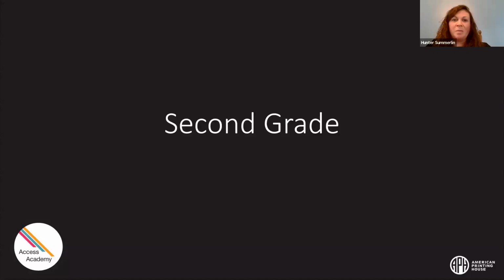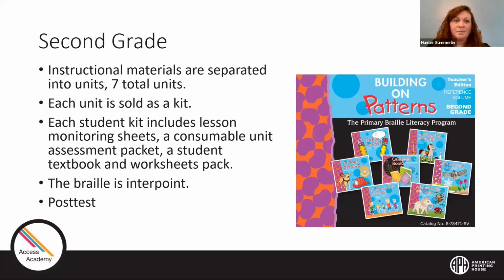Okay, let's talk about BOP second grade. This is our final level of BOP. In BOP second grade, you have instructional materials, again, separated into units, and there are a total of 7. Each unit is sold as a kit. Each student kit includes lesson monitoring sheets, a consumable unit assessments pack, a student textbook, and worksheets pack. Again, the Braille is Interpoint, and there is a post-test.